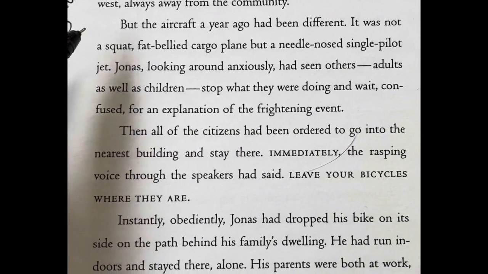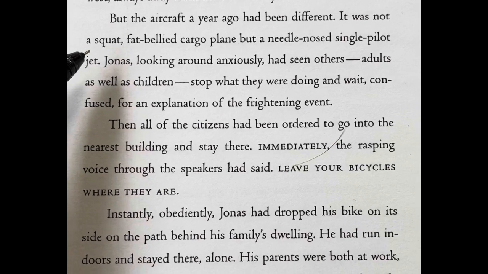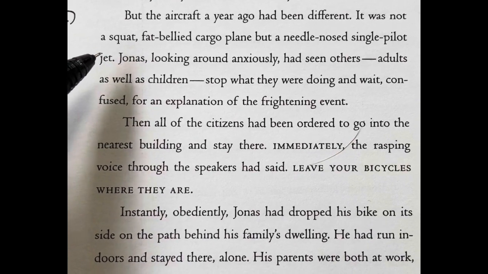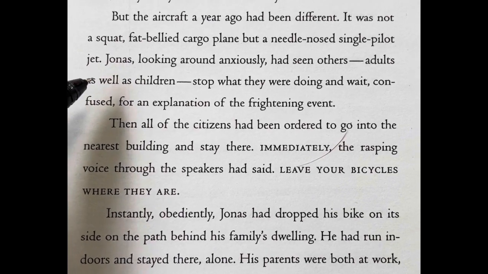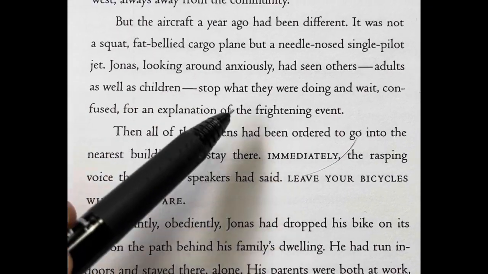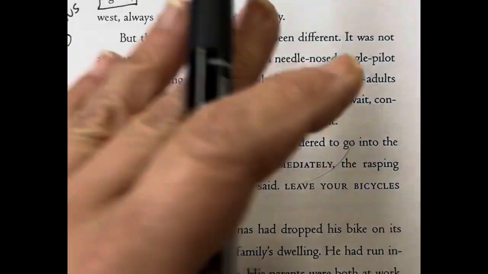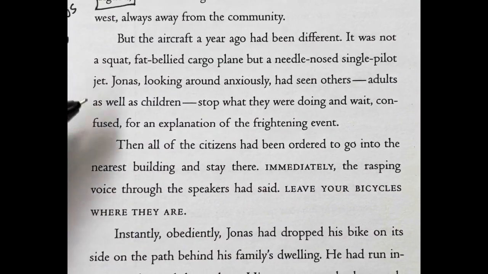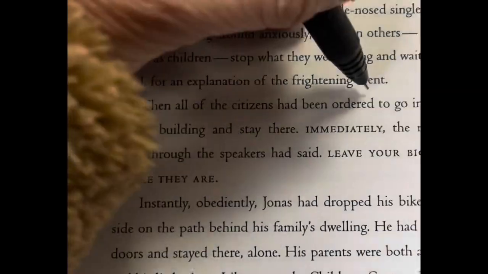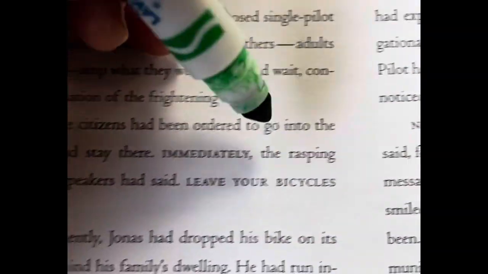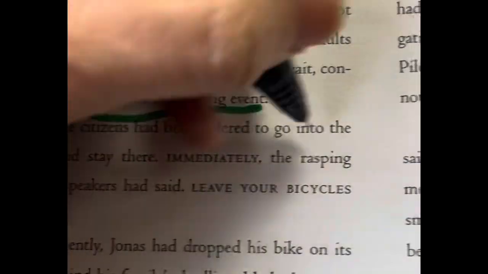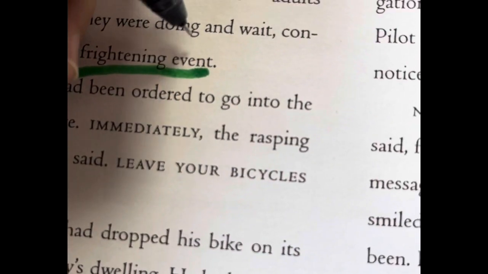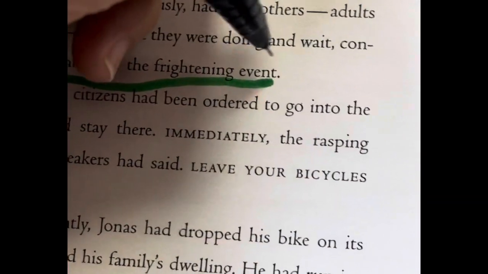But the aircraft a year ago had been different. It was not a squat, fat-bellied cargo plane, but a needle-nosed single-pilot jet. Jonas, looking around anxiously, had seen others, adults as well as children, stop what they were doing and wait, confused, for an explanation of the frightening event. So that's another setting detail. Or you can say character if you're thinking of the whole community. But I'm going to say this setting, this is some weird utopia or dystopia or something.